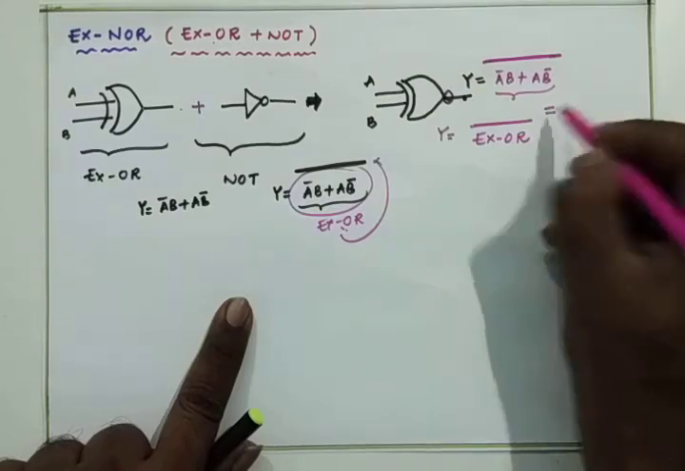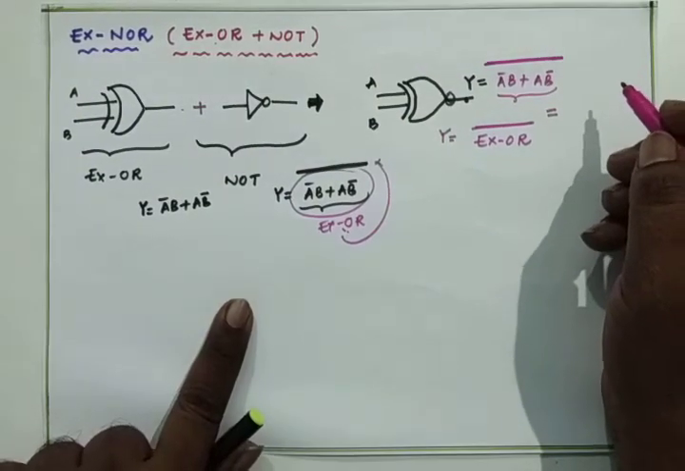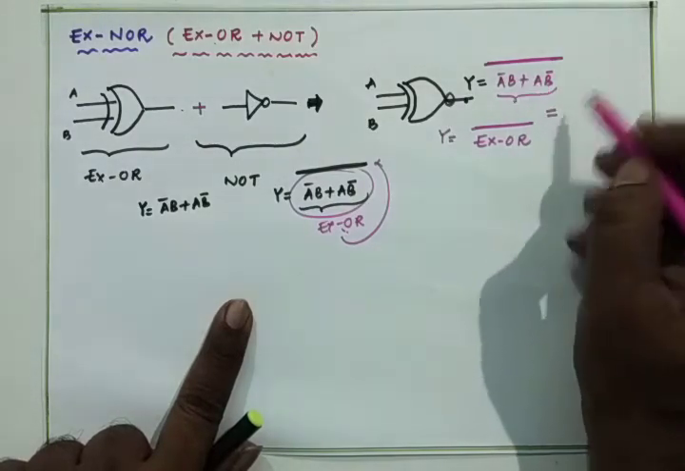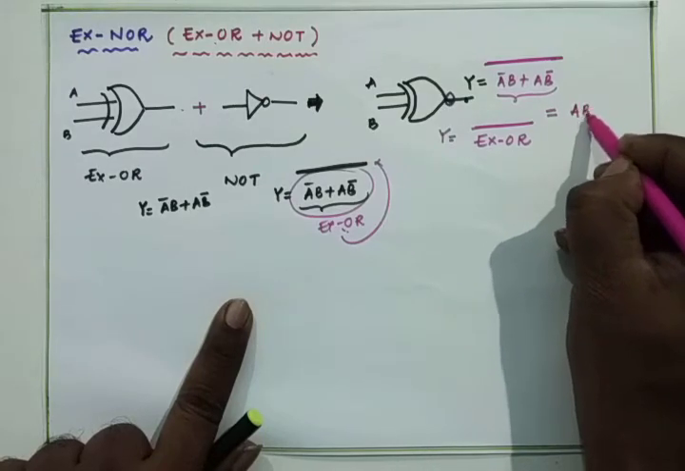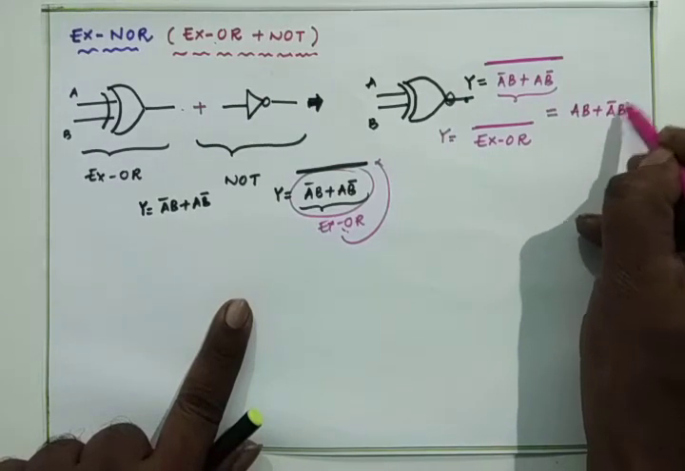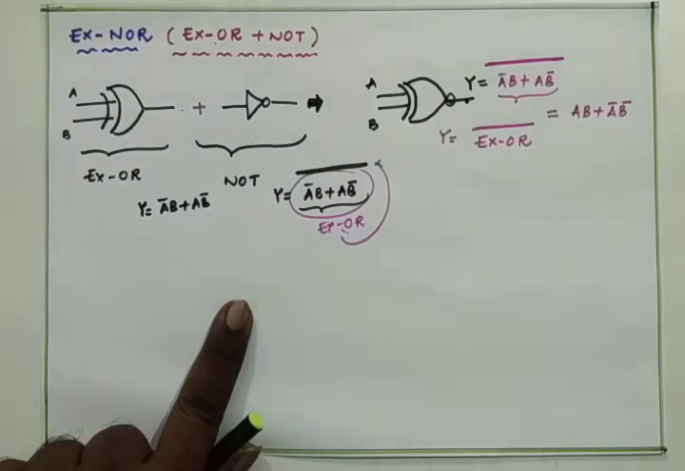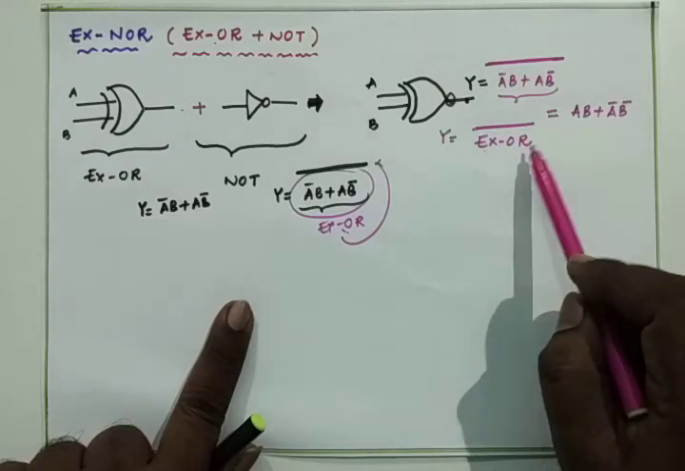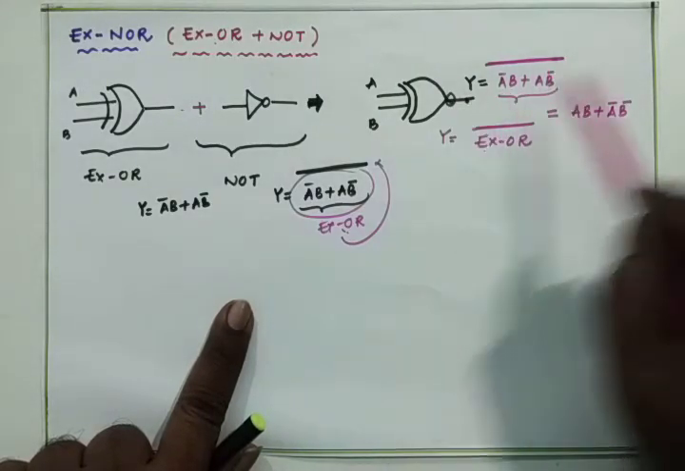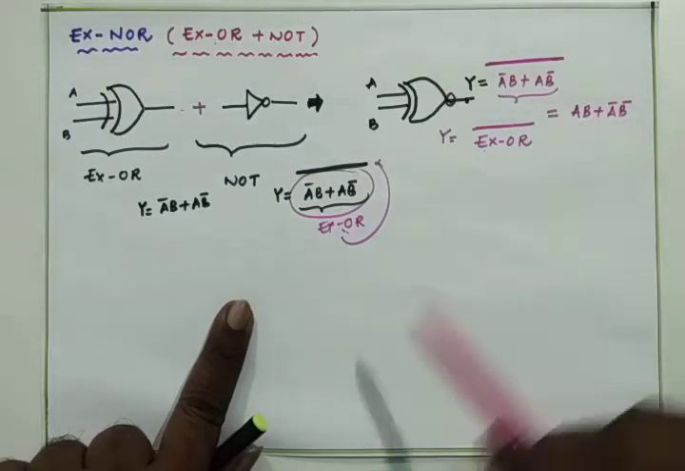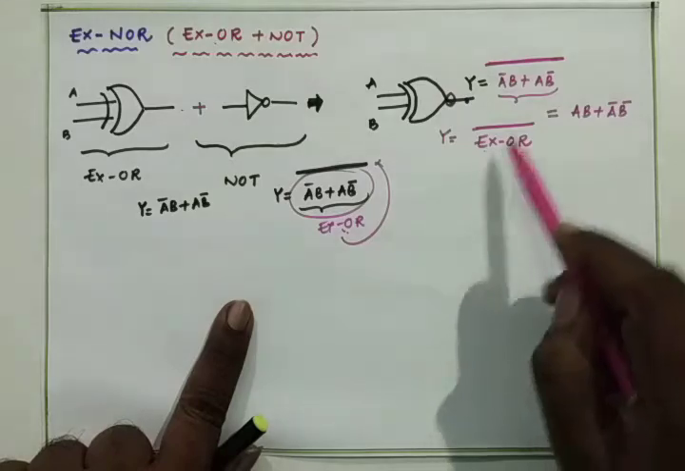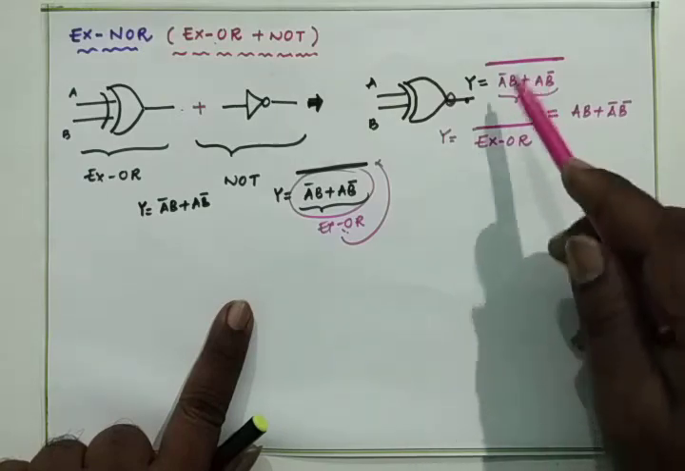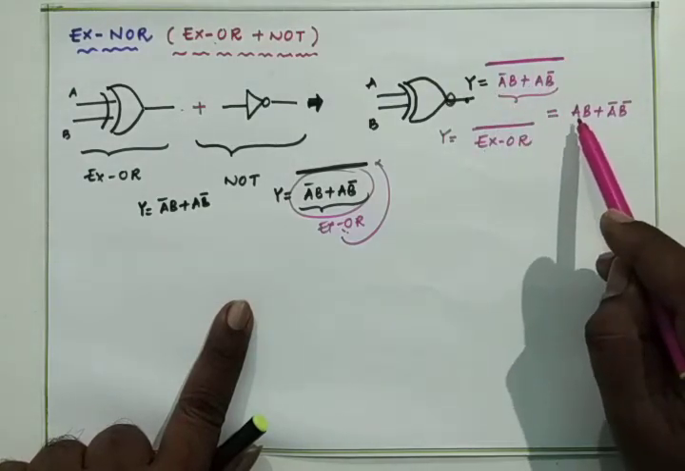If you simplify this expression by making use of Boolean algebra, which will be discussed in the earlier classes, you will get the answer AB plus A bar B bar. What is the output of the exclusive NOR gate? Exclusive NOR is the complement of the XOR gate, that is A bar B plus A B bar whole bar, which equals AB plus A bar B bar. Whereas exclusive OR is A bar B plus A B bar, and XNOR is the complement of that. If you simplify that, you will get this one.